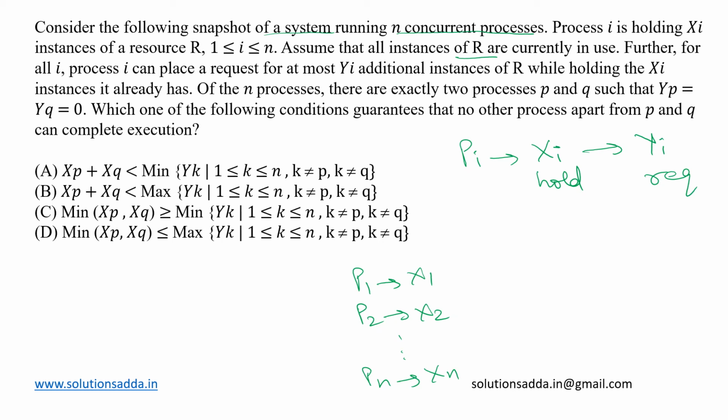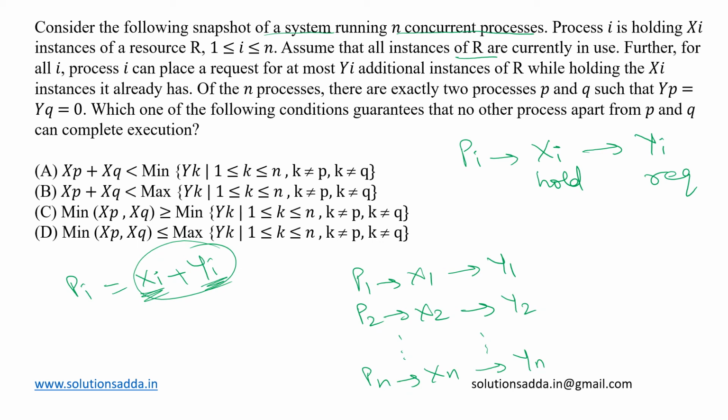Now we know that with this P1 will request for y1 resources, P2 will request for y2, and so on. Pn will request for yn additional resources. But every process Pi can execute only when it has acquired the total of xi plus yi instances, because xi it has already held and yi it has requested. Once it has this total number of instances, then only it can execute, and after execution it can release those resources back for others to use.